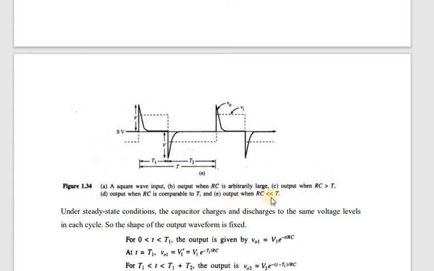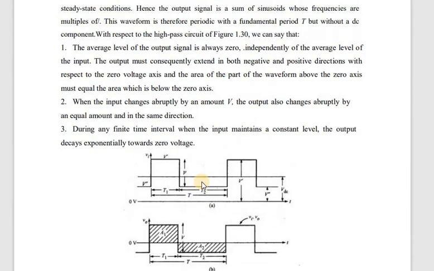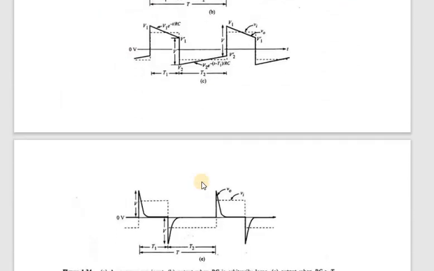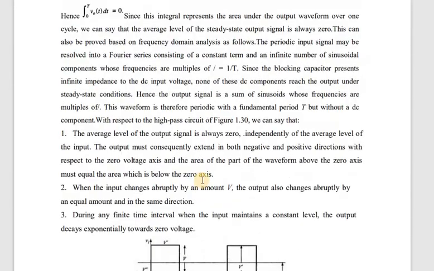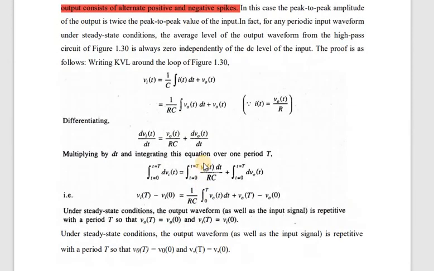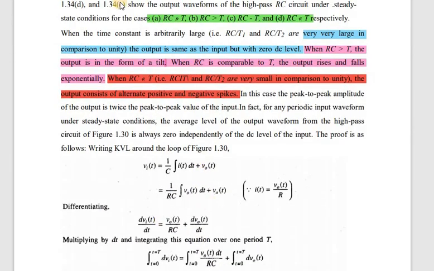This is the output when RC is less than T, and that was your output when RC is comparable to T and RC is greater than T. These are the conditions that we have seen. I hope you are clear with all this. Now see the mathematical part of this.